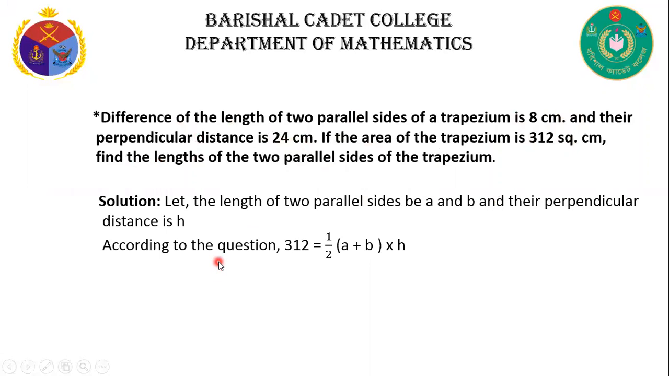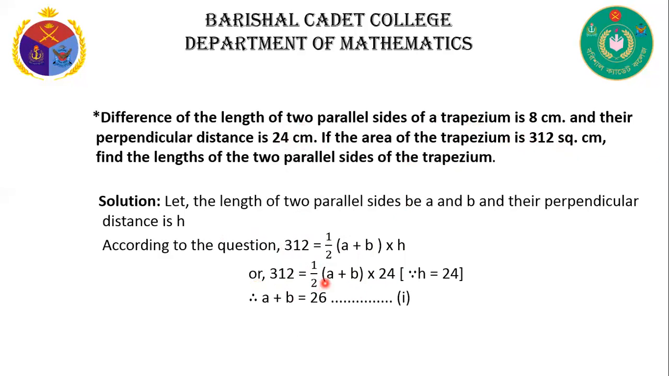Now, according to the question, we can write area of the trapezium. We know the formula area of the trapezium is equal to half into sum of the two parallel sides into height. So here given area of the trapezium is equal to 312. That's why we can write 312 is equal to half into (A plus B) into H. Now here putting the value H is equal to 24 here. Then we can write 312 is equal to half into (A plus B) into 24. After calculating this, we can write A plus B is equal to 26. This is equation number 1.